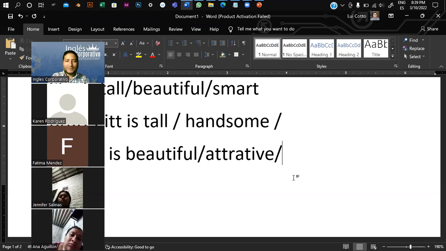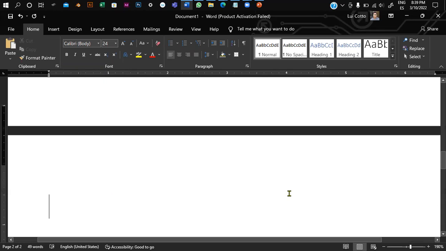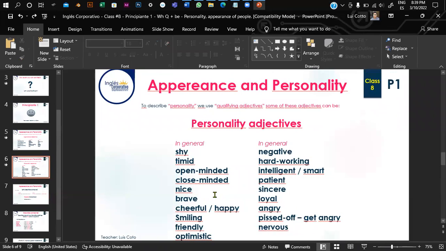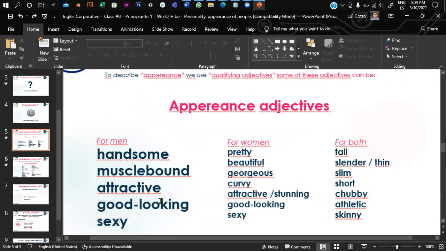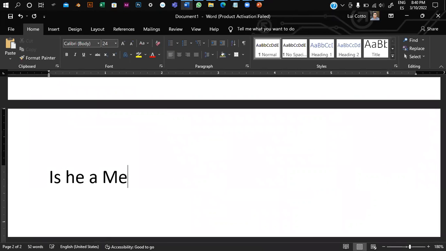My favorite actor. Actor. Okay. Now describe him. Descríbalo. Describe him. Attractive. How do you say attractivo? ¿Cómo se dice? Okay. How do you pronounce attractive? Attractive. Okay. William Levy. Is he a Mexican actor?